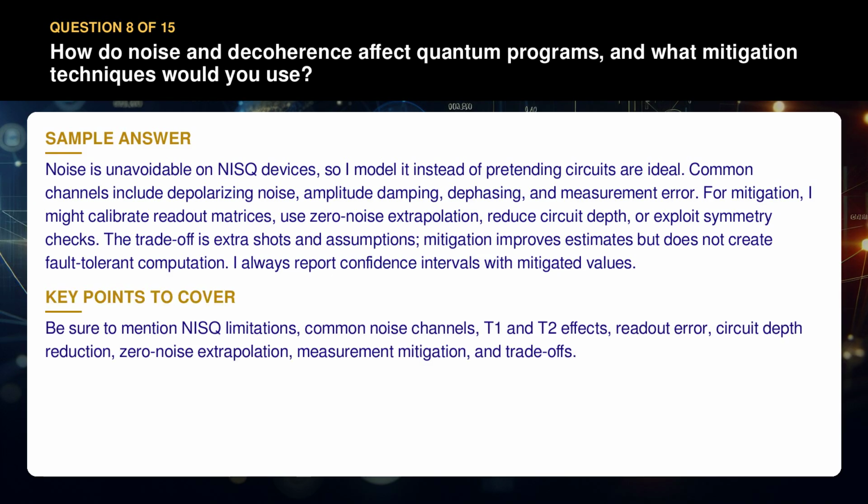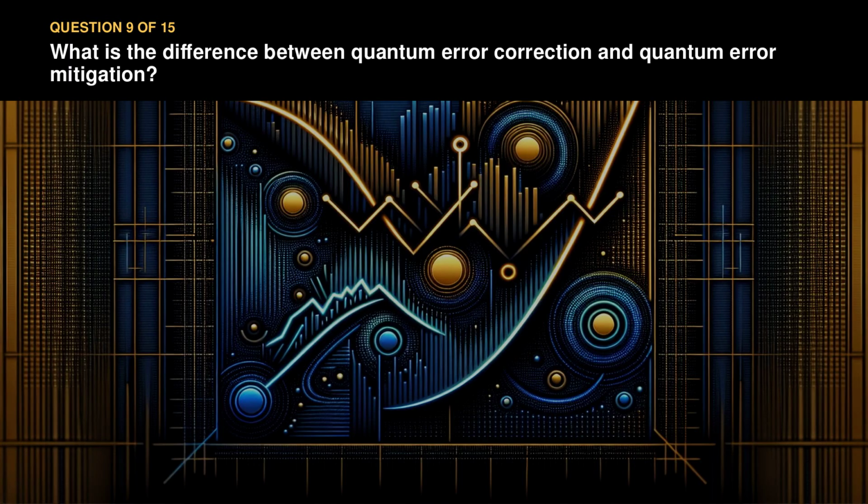Be sure to mention NISQ limitations, common noise channels, T1 and T2 effects, readout error, circuit depth reduction, zero-noise extrapolation, measurement mitigation, and trade-offs. Question 9. What is the difference between quantum error correction and quantum error mitigation?